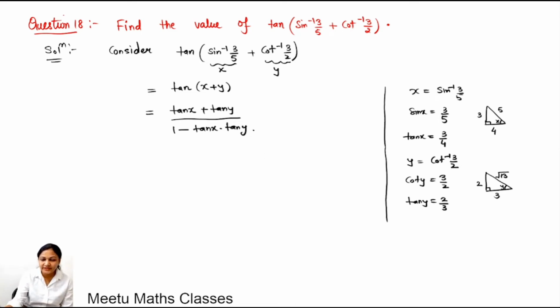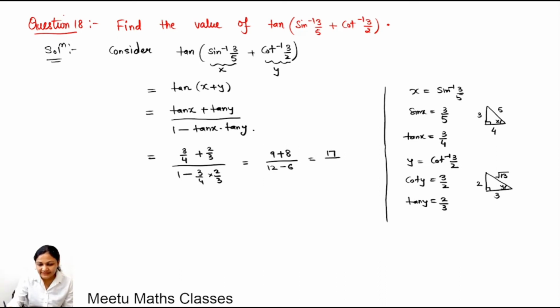Now substituting the values of tan x and tan y here, tan x is 3 by 4 and tan y is 2 by 3. So 1 minus 3 by 4 into 2 by 3, and that will be 9 plus 8 upon 12 minus 6. That is 17 by 6. So this is the required value of your function.